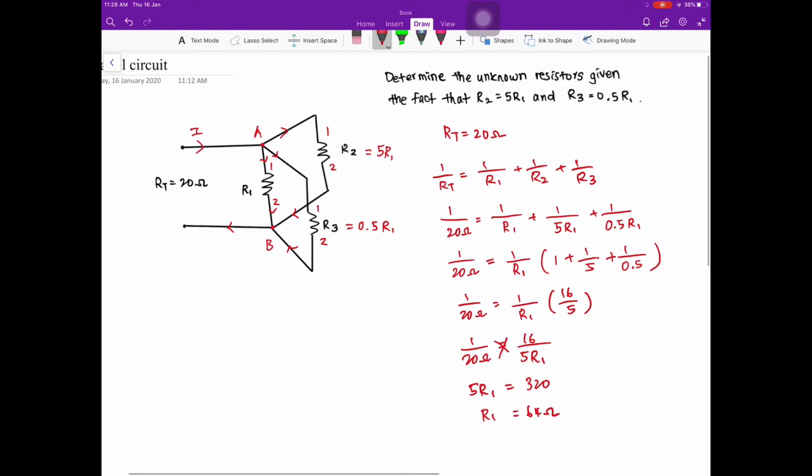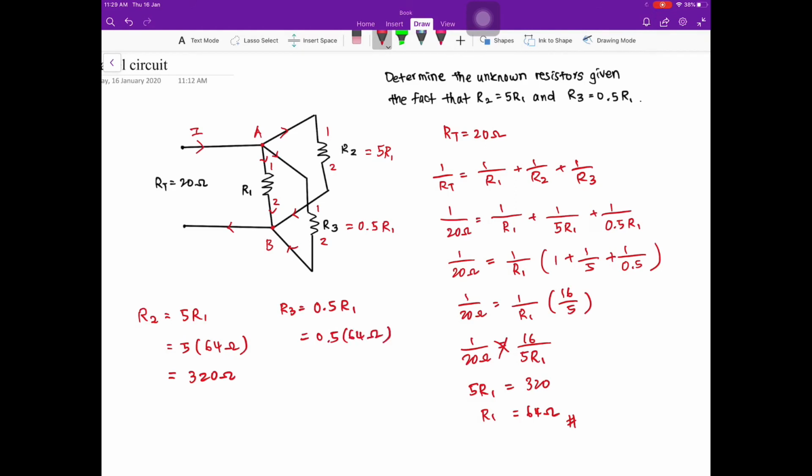Okay, so now we have the value of R1. How to find R2 and R3? R2 is equal to 5 R1, so we just substitute in the value of R1. R2 is equal to 320 ohms. What about R3? R3 is equal to 0.5 R1, which is half of R1. So we just substitute in the value of R1, and R3 is equal to 32 ohms.